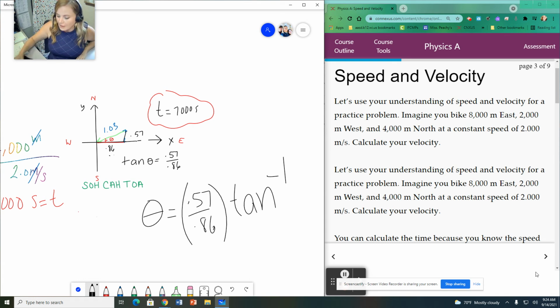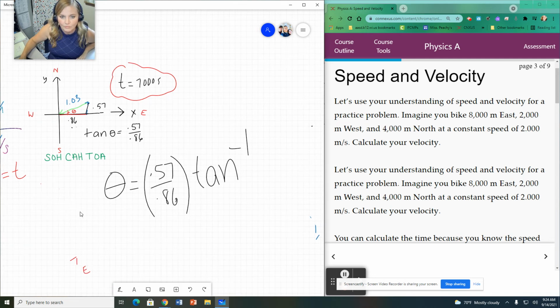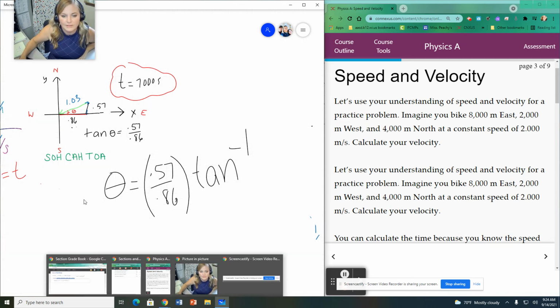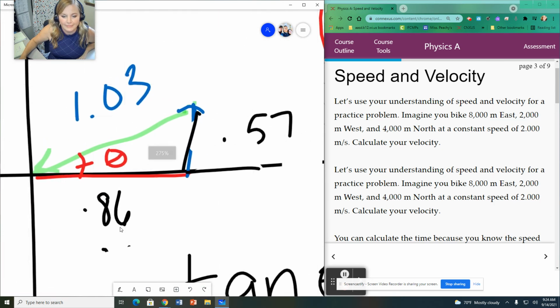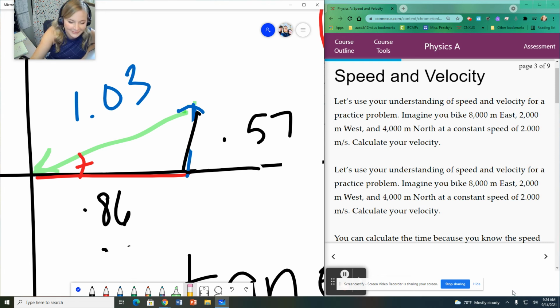Okay. So, what did I say? 33.5 degrees. So, let's go back to the little guy. Hey, triangle. You're not theta anymore. I figured out what your name is. It's 33.5 degrees.